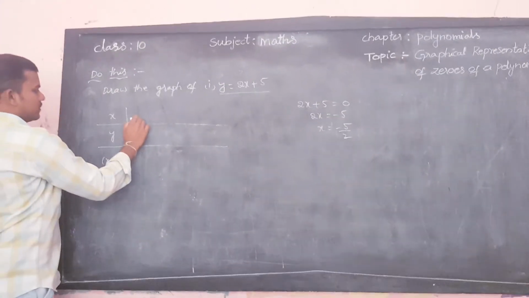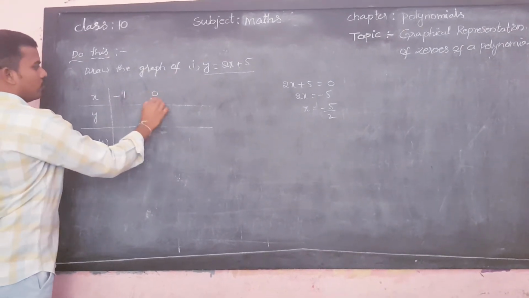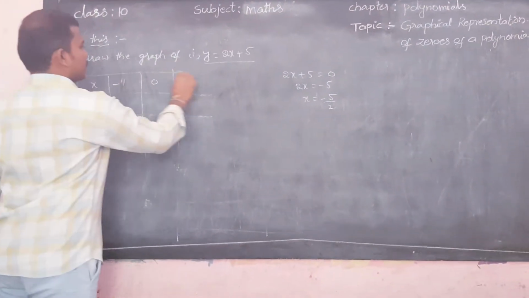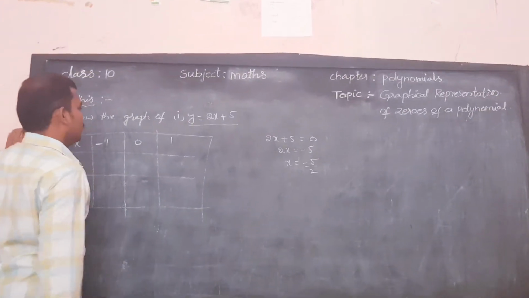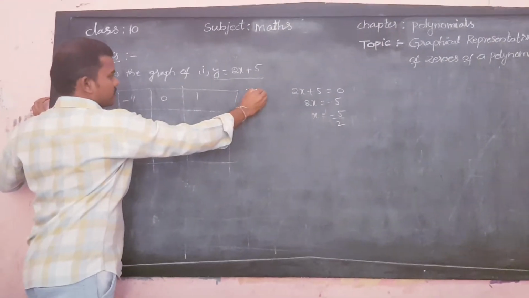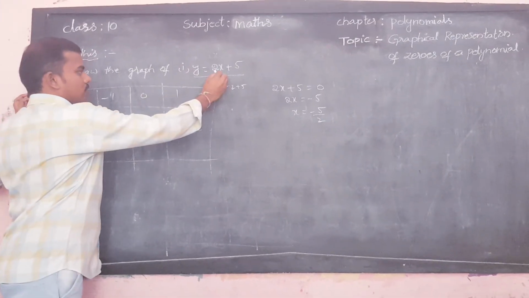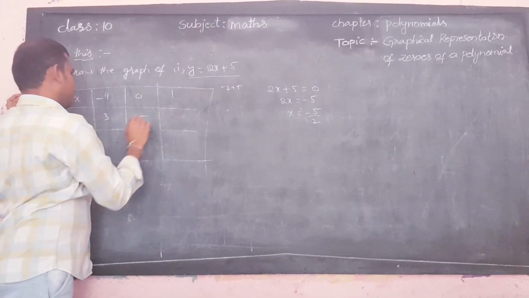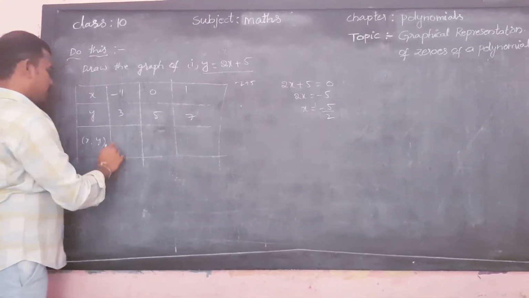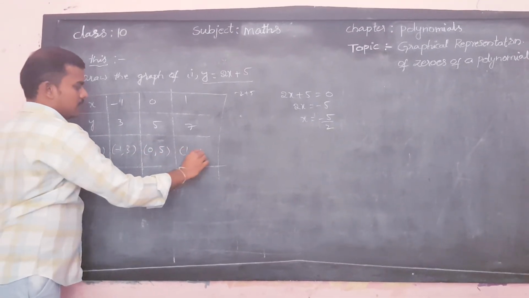So take x values minus 1, 0, 1. Substitute these values in linear polynomial y equals 2x plus 5. Put x equals minus 1: 2 into minus 1 is minus 2, plus 5 equals 3. Put x equals 0: 2 into 0 is 0, plus 5 is 5. Put x equals 1: 2 ones are 2, 2 plus 5 is 7. So the pairs are (-1, 3), (0, 5), (1, 7).